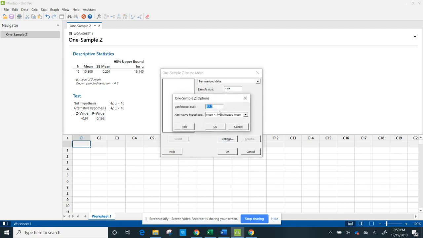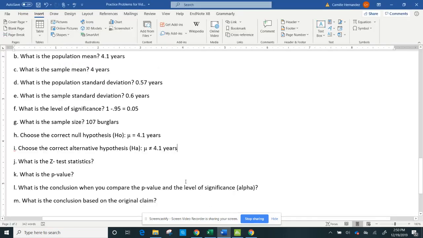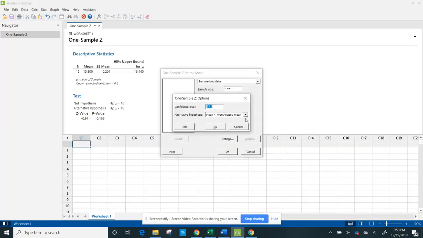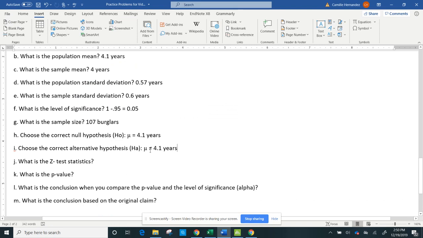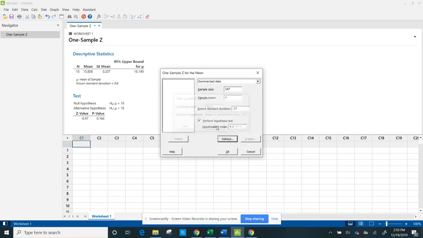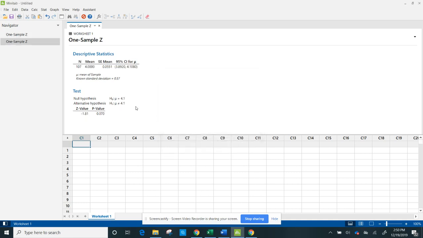All right, so remember I said what was my level of significance? It was 0.95, or level of confidence, so it's fine. I can keep it that way. The alternative is going to be the not equal. This alternative here must equal whatever your alternative sign is right there. And then I hit OK, and then I hit OK. And then I'm going to take this and I'm going to copy it and bring it back over so I can see what I'm doing.